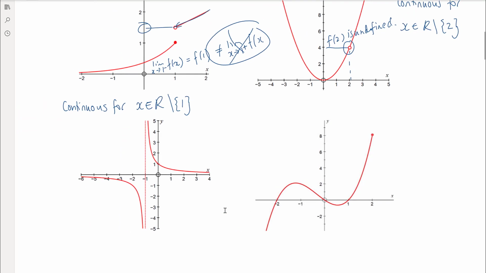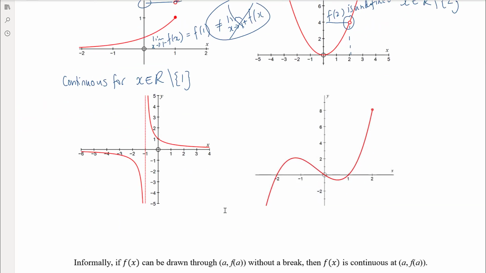Okay, this third one here, we've got our hyperbola. We've sort of discussed this one. So again, here it would be continuous everywhere except at that asymptote where we would need to lift our pen to continue to draw. So this would be continuous for x an element of all the real numbers except for -1.